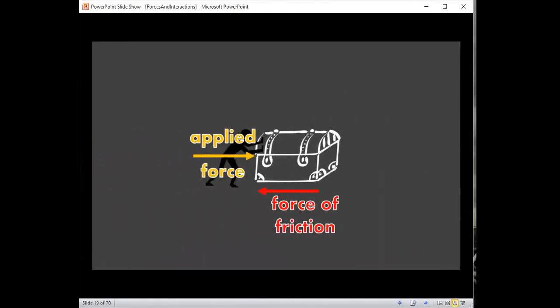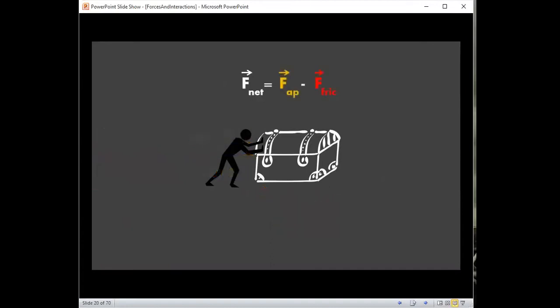So if we come back to this guy pushing this chest, and we're interested in what is the net force acting on this chest, we can simply add these vectors together. We can take the applied force minus the force of friction. Notice it's a minus. It always gets a minus because it always resists the applied force, so it takes away from it. But as we saw, the force of friction is equal to this mu mg, and this would be the net force acting on this chest.